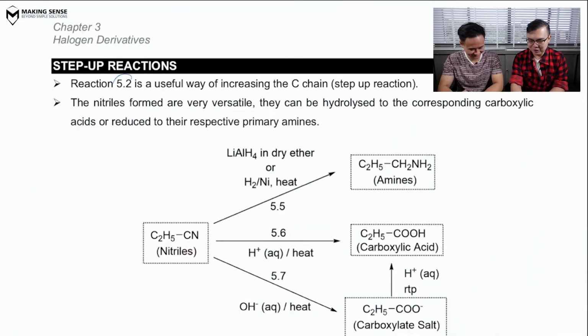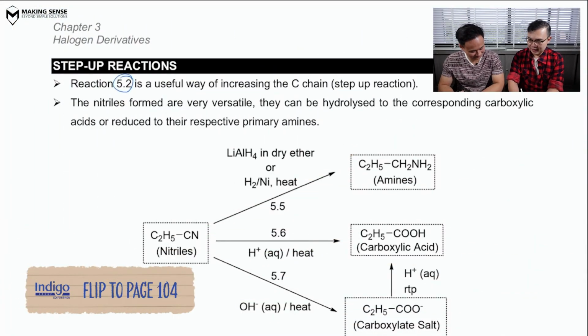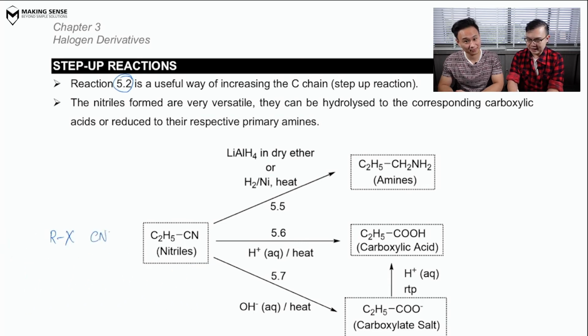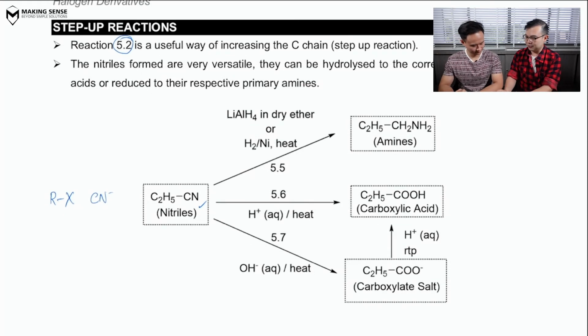The only step up that I know is a step-up reaction. That is found in reaction 5.2, as you can see on the notes over here. What happens is that we start off with a halogenoalkane, and we're going to use a cyanide ion to perform a nucleophilic substitution reaction. As a result, we're going to get a new functional group known as a nitrile functional group. Okay. Right? Shall we take a look at the reactions of the nitriles?